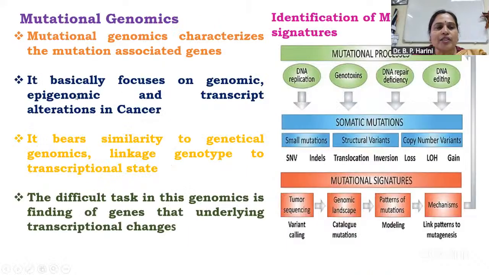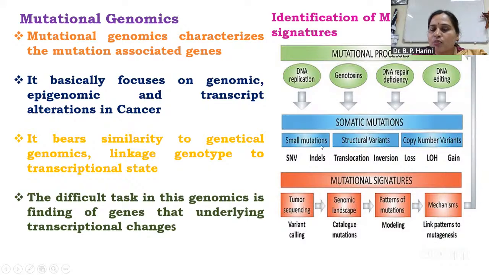Coming to mutational genomics, it characterizes the mutations which are associated with genes, and basically focuses on genomic, epigenomic, and transcript alterations in cancer. It bears similarity to genetical genomics, with linkage, genotype, and transcriptional states. The difficult task in this genomics is finding the genes that underlie the transcriptional changes. So we have the mutational process, wherein it undergoes DNA replication, genotoxins, DNA repair deficiency, and DNA editing of the somatic mutations.